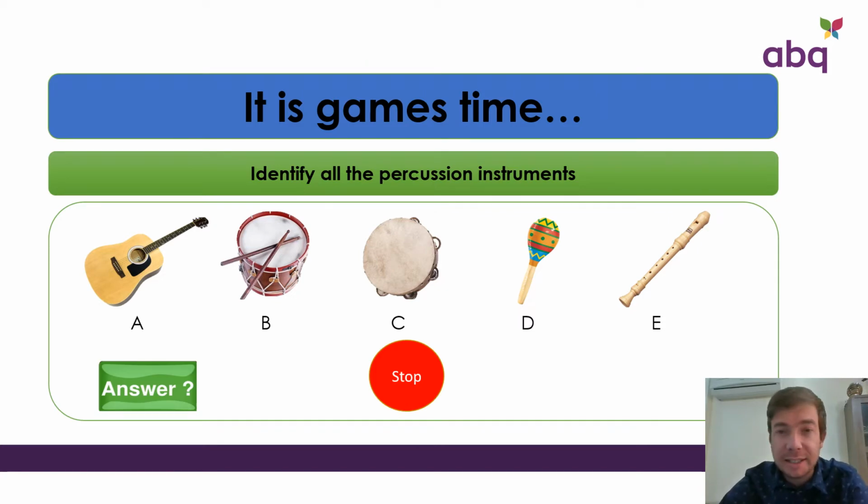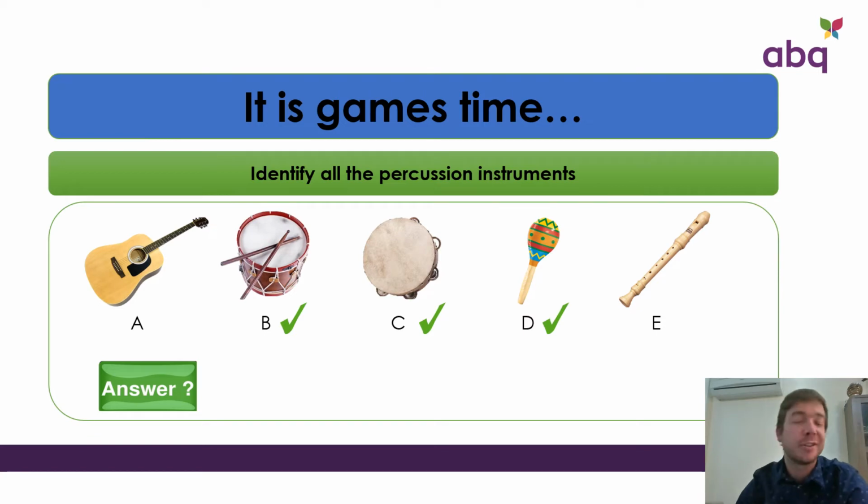Okay, so let's have a look at your answers. If you said B, C, D, you're 100% correct. The drum we hit to create vibrations. The tambourine, we can shake it to create vibrations as well as we can hit it. And the maracas, you can shake to create vibrations, to create sound. So those are our three percussion instruments on this slide.